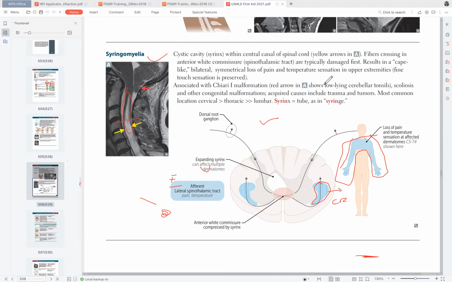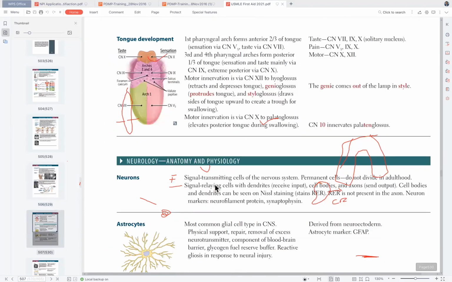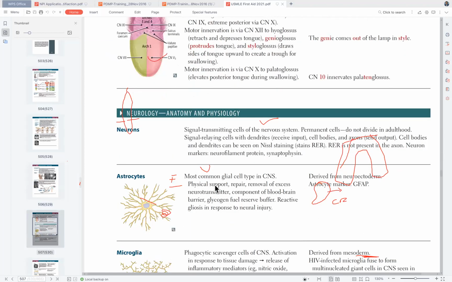Okay. All right. And we know that it is associated with which type of Chiari? Chiari 1. Chiari 1. All right, let's move to the next high yield topic.